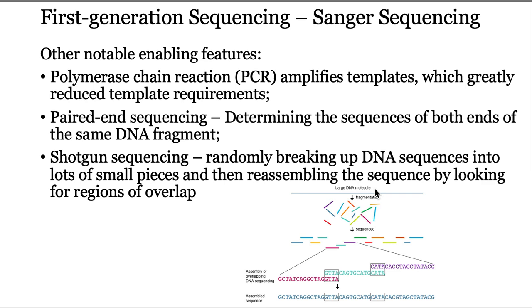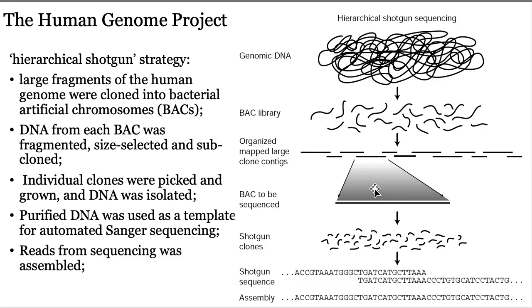And for the Human Genome Project, the project that generates the human reference genome, Sanger sequencing was the major sequencing technology. This project was started in the 1990s, which is when Sanger sequencing became mature. And this project adopts a hierarchical shotgun strategy.